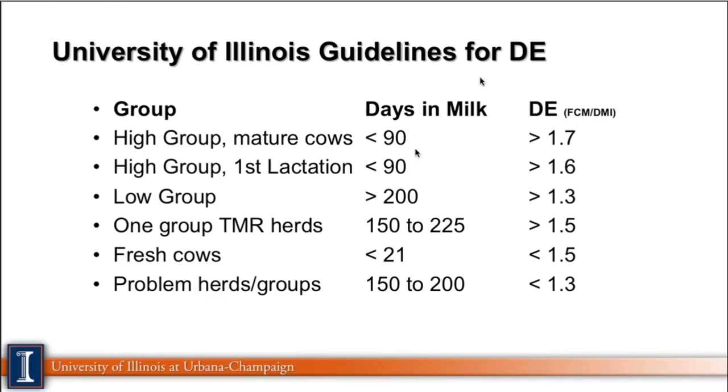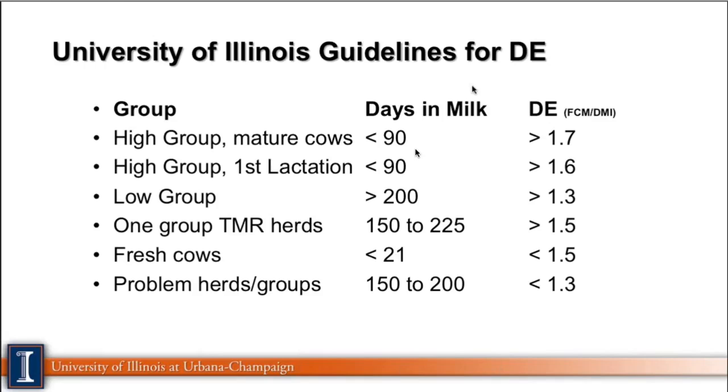So for example, the cow that I just showed you before, the 1,500 pound cow, she is producing 78.55 pounds of the 4% fat-corrected milk. Let's take that. And she's eating 50.5 pounds of dry matter. So if we divide that, that will give us a dairy efficiency of 1.55.